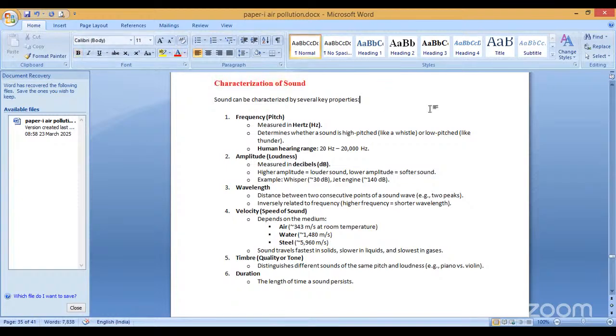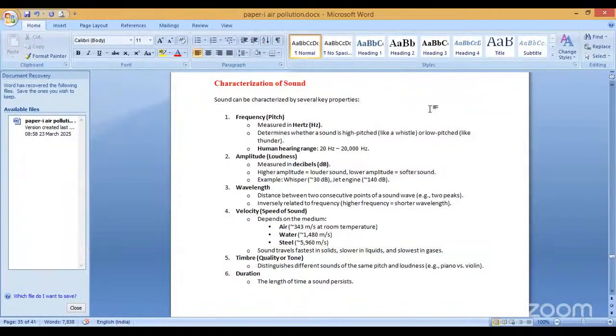The sound can be characterized by several key properties. Frequency, or pitch, is measured in hertz and determines whether a sound is high pitched, like a whistle, or low pitched, like thunder. The human hearing range is 20 Hz to 20,000 Hz.